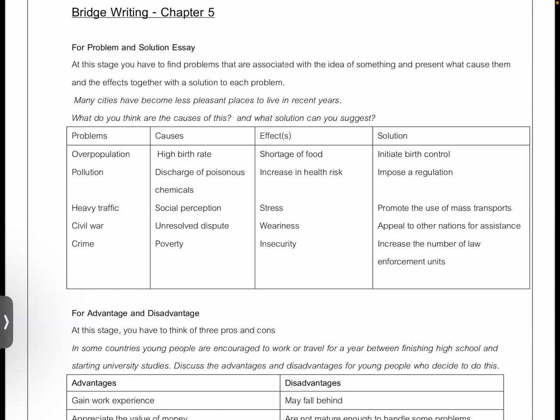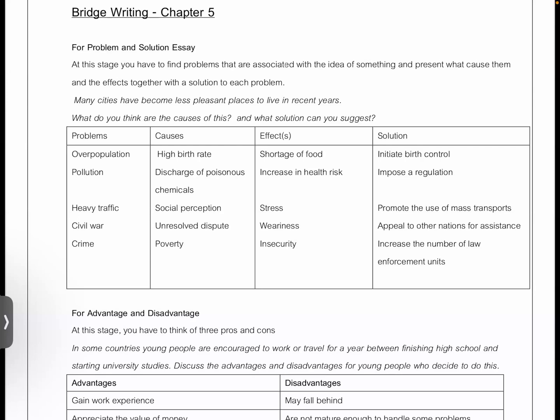You have to also think about the effects that each of the problems will have on the society. For example, if we have overpopulation due to high birth rate, then what will happen in the city? You might have competition for resources and shortage of food. What about pollution? What caused pollution? It could be discharge of poisonous chemicals, and the result of that is an increase in health risk. Heavy traffic. What caused heavy traffic? Could be social perception. Everyone needs to drive to show off their wealth. What is the effect of heavy traffic? Well, heavy traffic can lead to pollution, and can also lead to some stress.